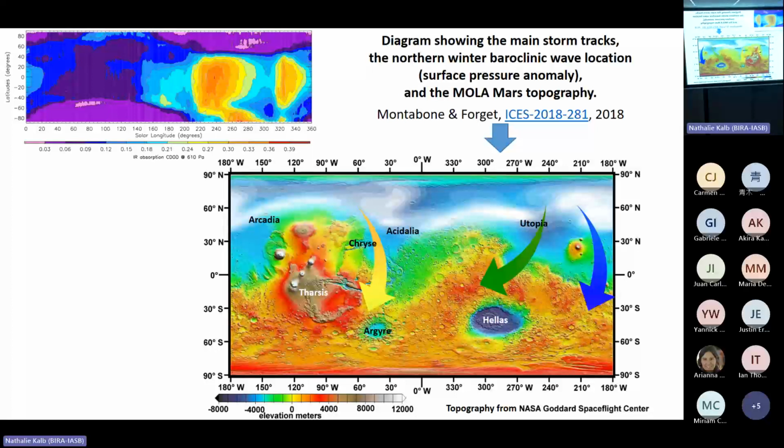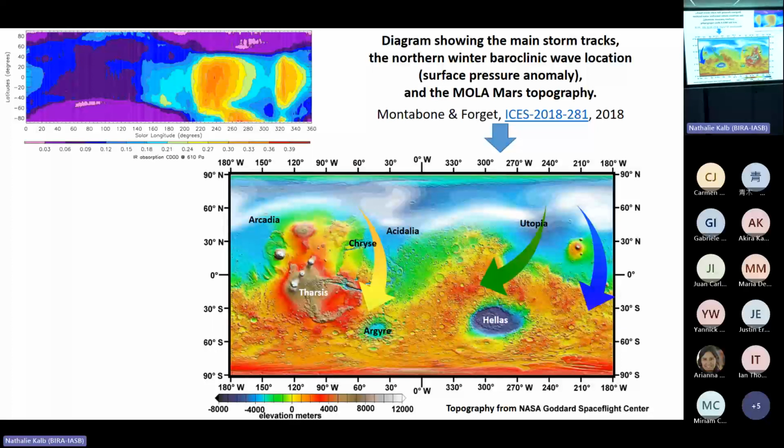Now, how do we understand this peak behavior? Well, we understand if we link this plot with what we know about the dynamics of dust storms and weather patterns on Mars. Without many details, this diagram here is showing the Martian topography, but overlapping there is a surface pressure anomaly, which basically shows you the typical waves that you expect at these higher latitudes during the Martian autumn and winter. These waves are kind of equivalent to the waves that we see in mid-latitudes on Earth, right? And they produce weather patterns.